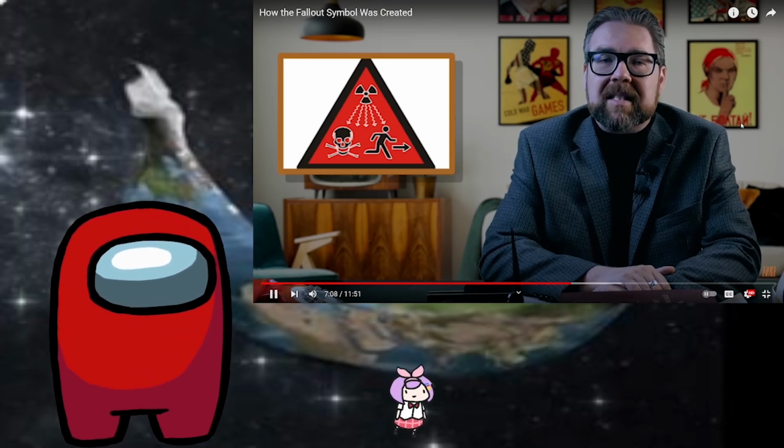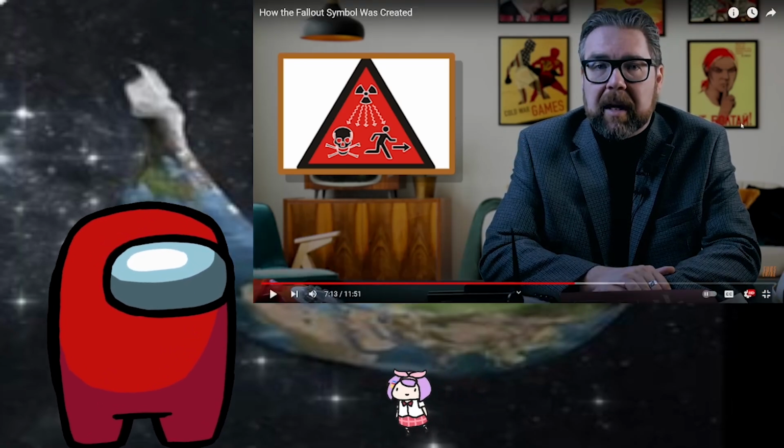What came from this then was a newly developed sign in 2007 on a red background to indicate danger. It includes the trefoil.